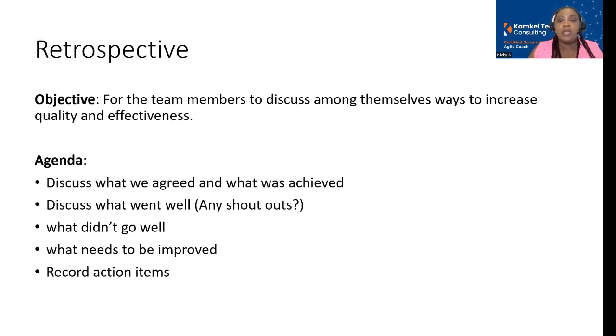And the last Scrum event is the retrospective, which happens on the very last day of the sprint. The whole purpose here is for the team members to all come together amongst themselves to talk about how the sprint went, right? What went well, what did not go well, then come up with action items for continuous improvement. Okay. So if you see here the agenda, the team will just talk about what we agreed and what was achieved, kind of like what went well, and then the team will talk about what did not go well.